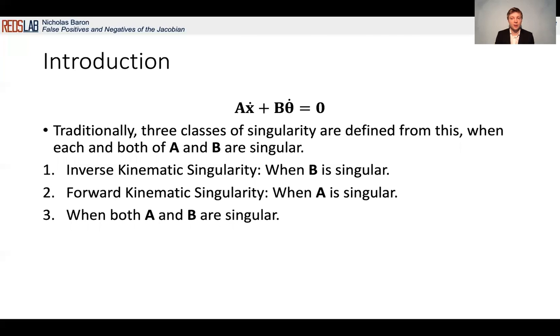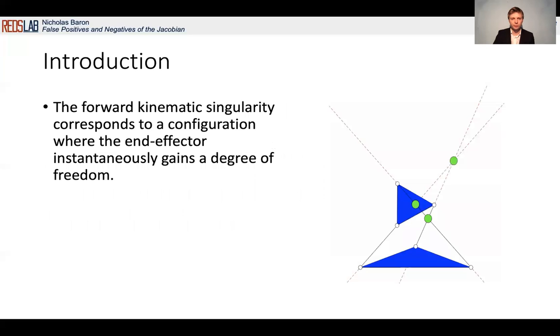And finally, the third type is simply when both of these instances occur at the same time. But as said, the most problematic type of singularity for parallel mechanisms is the forward kinematic singularity, because the end effector instantaneously gains a degree of freedom, which can lead to a loss of control of the robot.